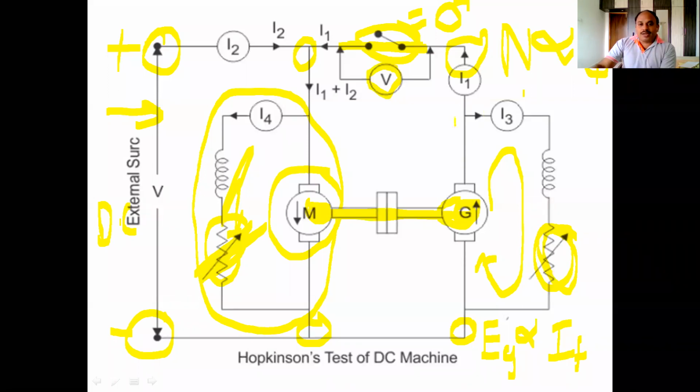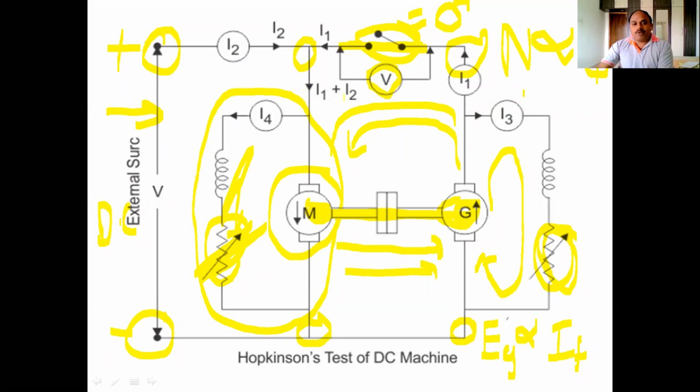The generator gives electrical power to the motor, and the motor gives mechanical power to the generator. In that manner, the two machines supply power to each other, that is, back to back. The two machines have losses, so to meet those losses, we take some power from the external source, that is power equal to V into I2. VI2 is the power taken from the external source to meet the losses in both machines.